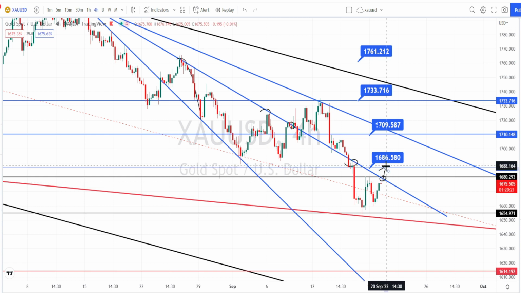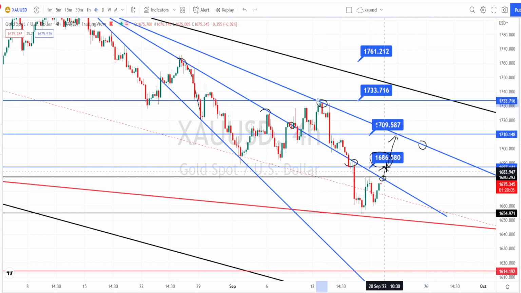Next level of resistance is going to be around 1686 from the daily time frame, which it has to break in order to continue further on the bullish side retracement. Again we have one more resistance line from the 4 hours time frame.